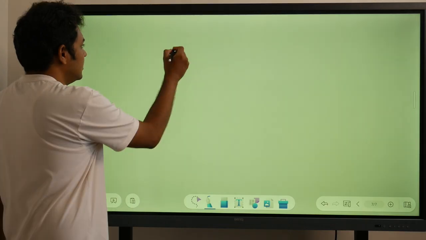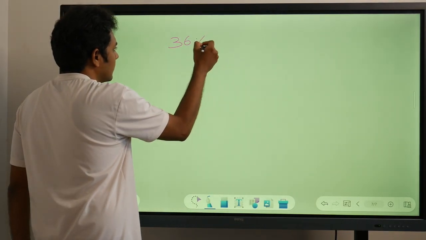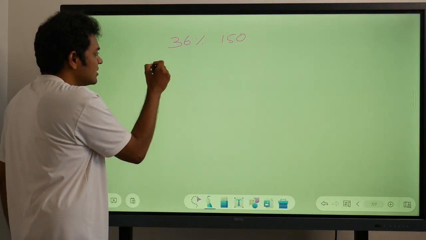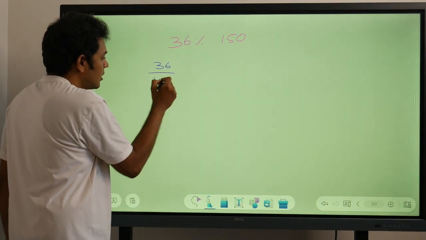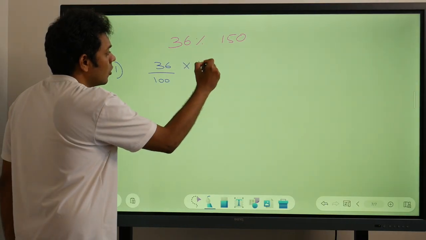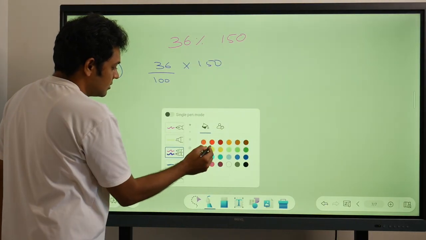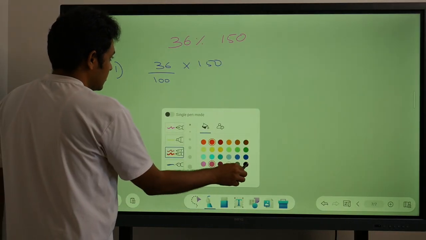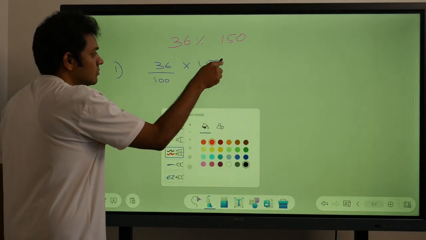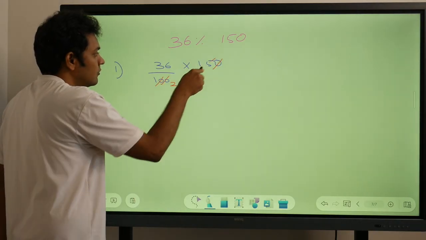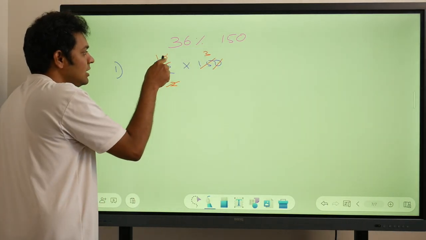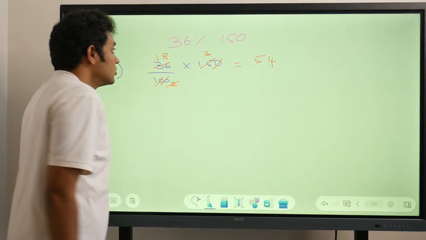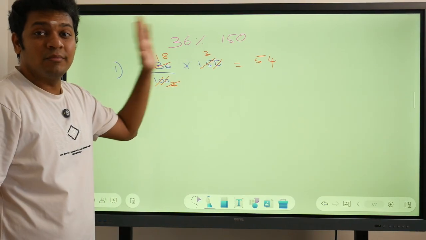Let's try to find 36% of 150. How to find this? The traditional way, method 1: 36% is 36 divided by 100, into 150. If I cancel this, 100 by 50 leaves 2, 150 by 50 leaves 3, and 36 by 2 leaves 18. So we have 18 times 3, which is 54. So 36% of 150 is 54.